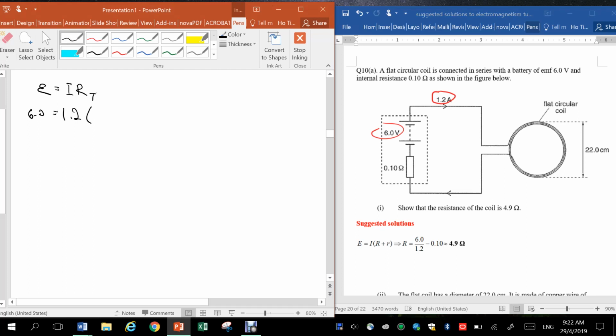Total resistance. Well, there's the internal resistance of 0.10, and there's the resistance of the coil. Are there any other resistances? Nope, does not look like it. So 6.0 divided by 1.2, the answer is 5, equals 0.1 plus resistance of coil. From here on, it's a simple subtraction. Resistance of coil will be 4.9. Done.